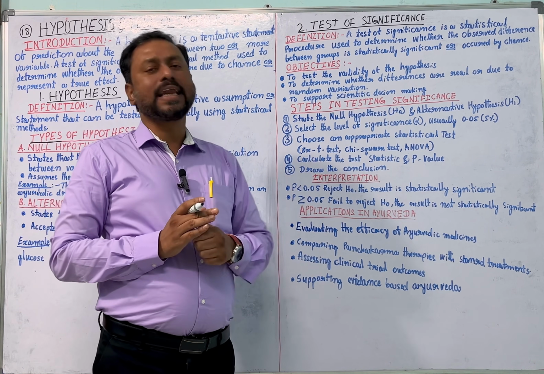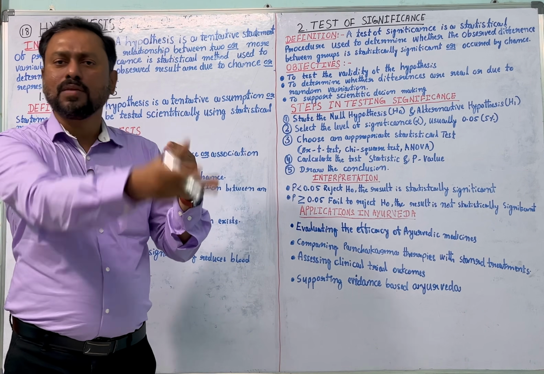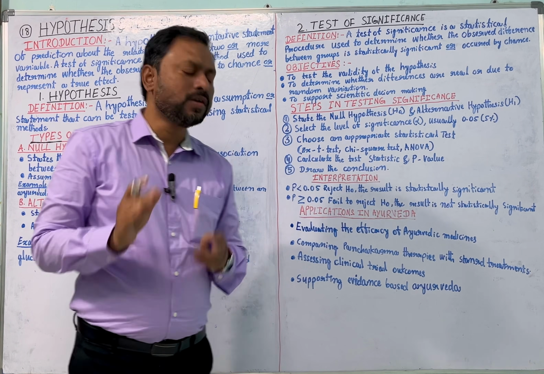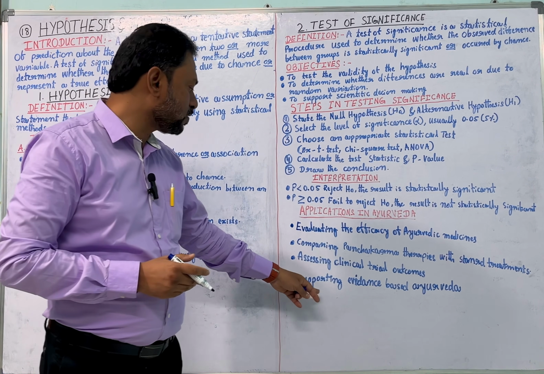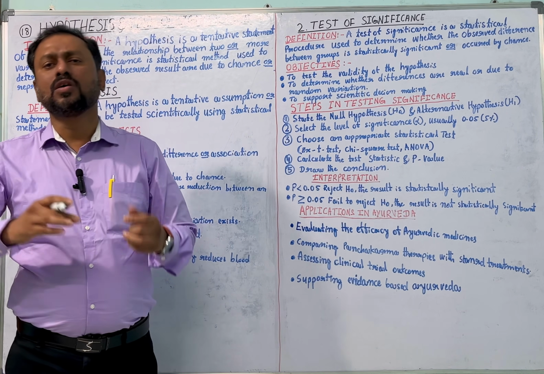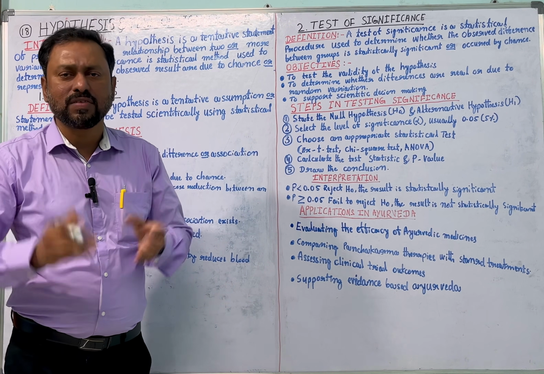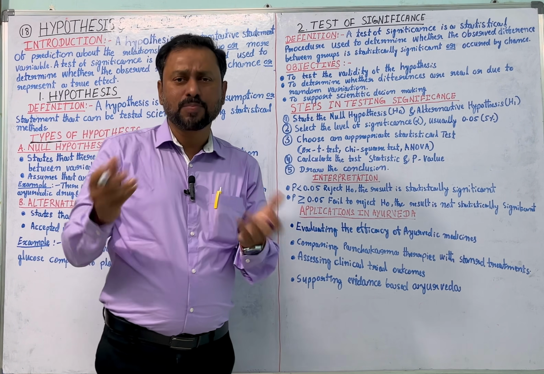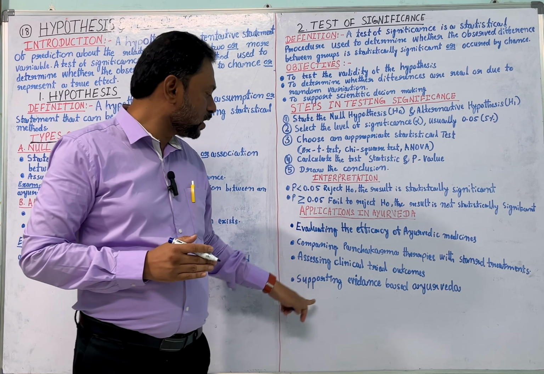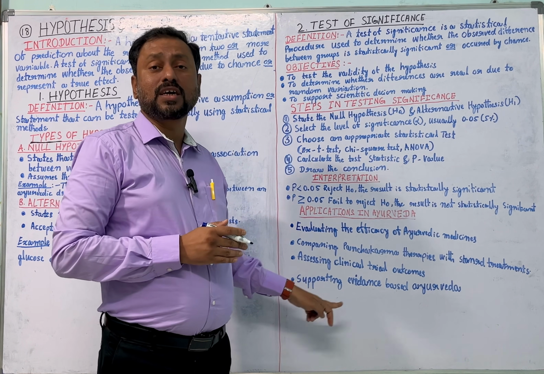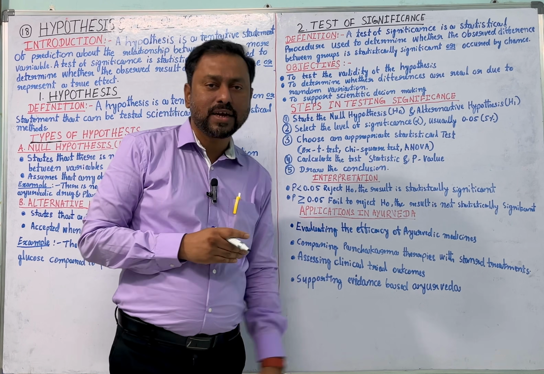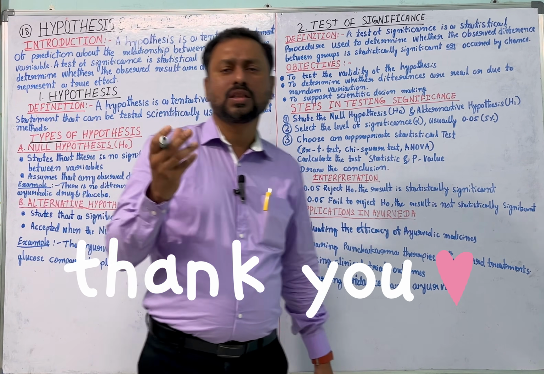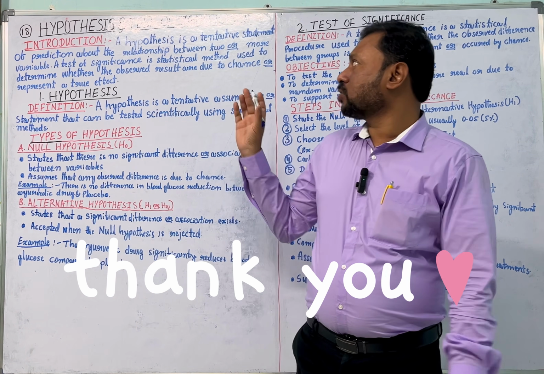The next one, assessing the clinical outcome. Whenever we are giving treatment to human beings, whatever the outcome is, for that purpose we are using this one. And the next one is supporting evidence-based medicine to prove Ayurveda. Whatever our ancestors told in Ayurveda, to prove it and show it to modern people, for that also we use this statistical test as supporting evidence. We are giving the evidence using all these methods, we are proving Ayurvedic medicine. This is about today's topic.